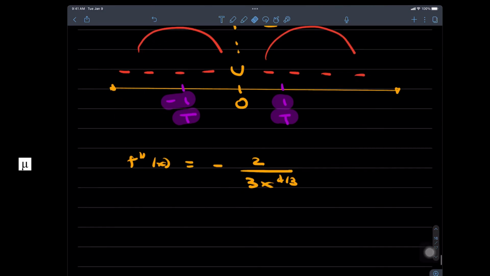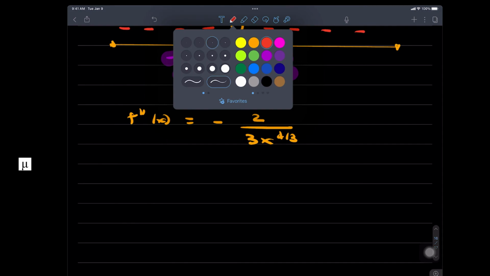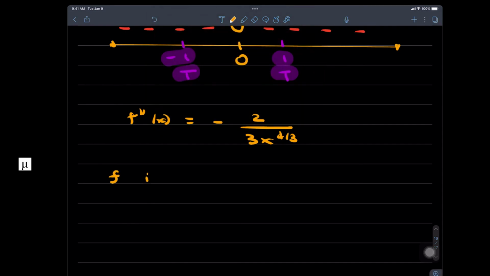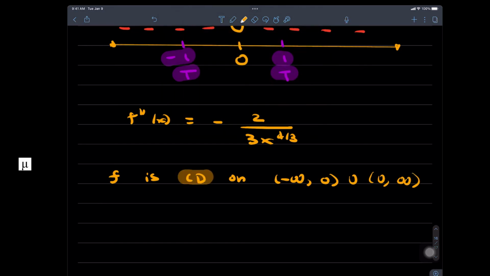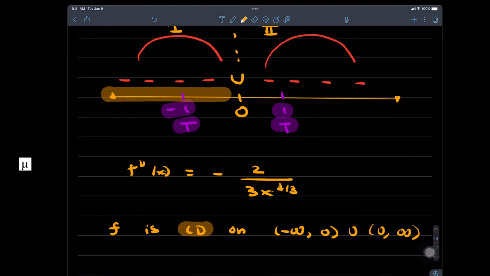Finish the analysis. F is concave down on what intervals? Negative infinity up to 0, union 0 to infinity. This is where it's concave down. It's everywhere except what? 0.